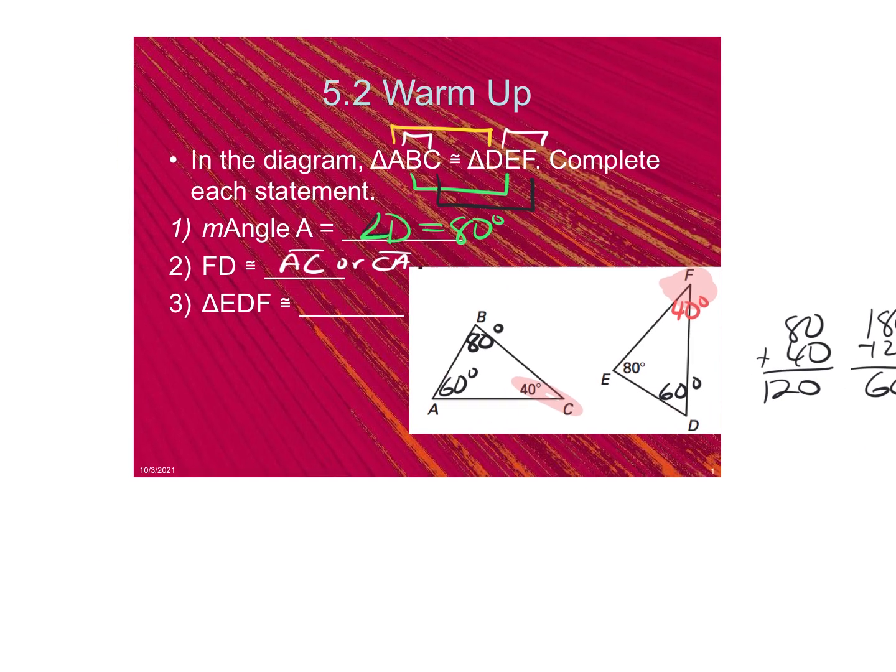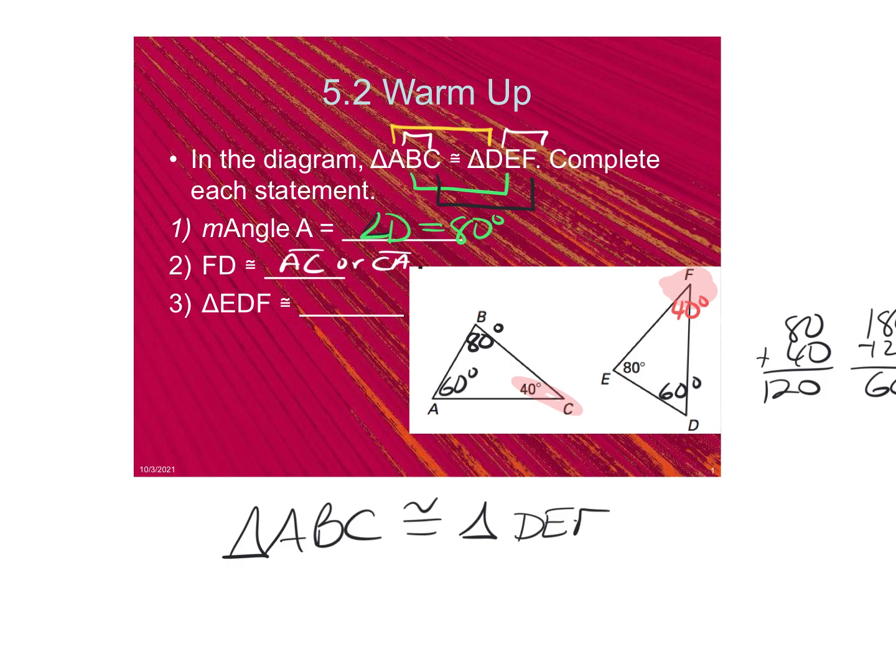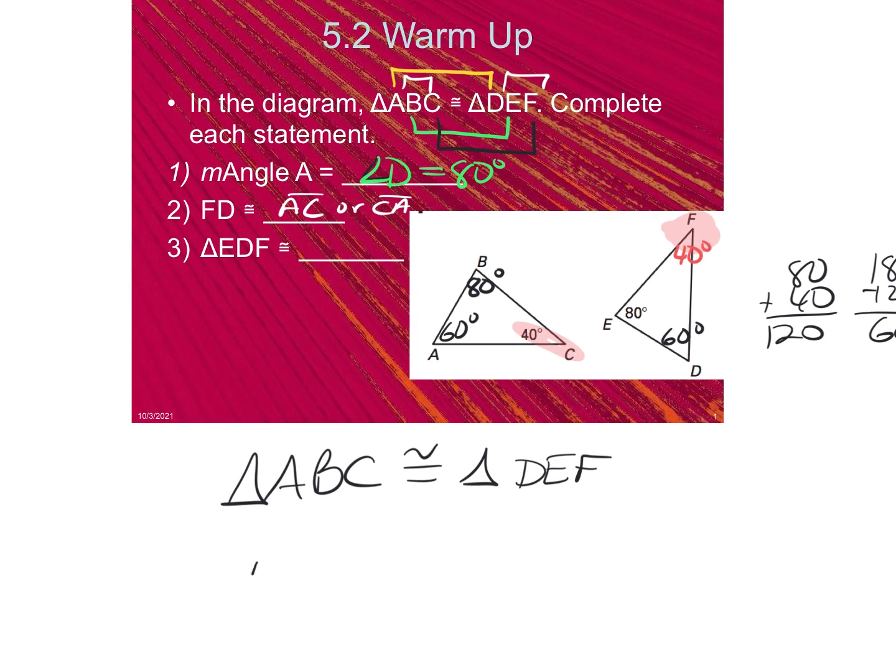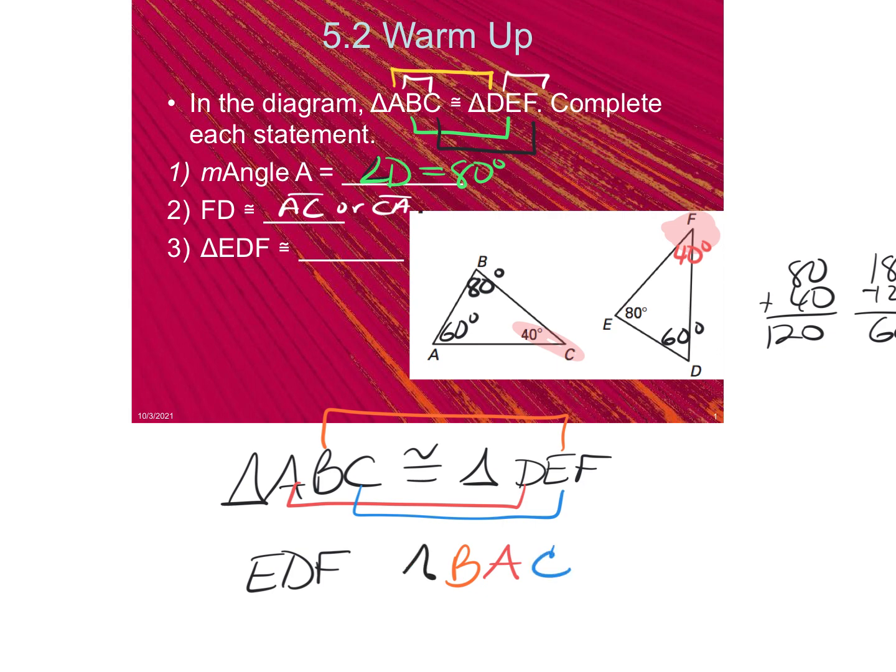And now they want me to take my original triangle congruency statement, ABC, congruent to DEF, and then now rearrange it. And they want me to match EDF. So remember, E matched with B. So that's what I put here first. And then D matched with A, so I put that second. And now I'm going to match the F with the C, and I put that there. So this is how I would rewrite the congruency statement for number 3.